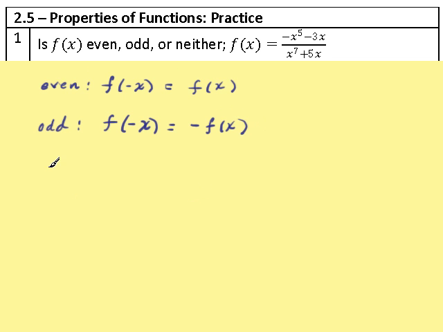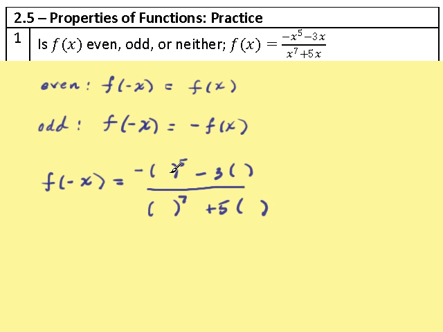So in this case, let's look at, for our function, f of minus x. And I'm just going to put parentheses wherever I see the x. Okay, I'm looking at this function. Okay, in the denominator. And now in the parentheses, we'll just substitute minus x. And now I want to open parentheses.